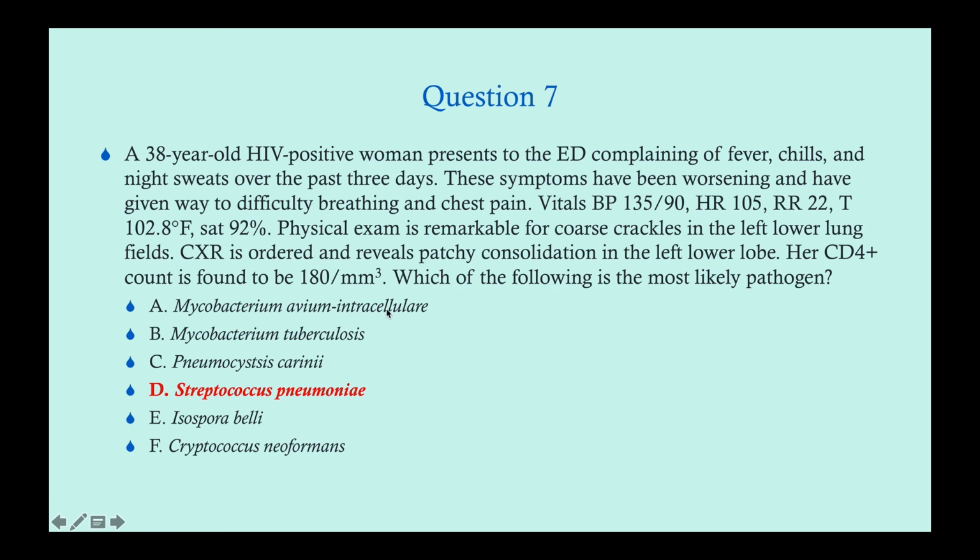Mycobacterium avium intracellulare does colonize the lungs, but it does not cause pneumonia. It causes more of a chronic wasting syndrome. Now, Mycobacterium tuberculosis is also more chronic. It will give night sweats, fever, but it's not going to cause difficulty breathing so much and chest pain, only if it becomes disseminated. But again, this is not as common as Streptococcus pneumoniae. Streptococcus pneumoniae is the most common, so it's the most likely pathogen. And Isospora belli does not cause anything lung-related. It causes diarrhea, again, in HIV patients.